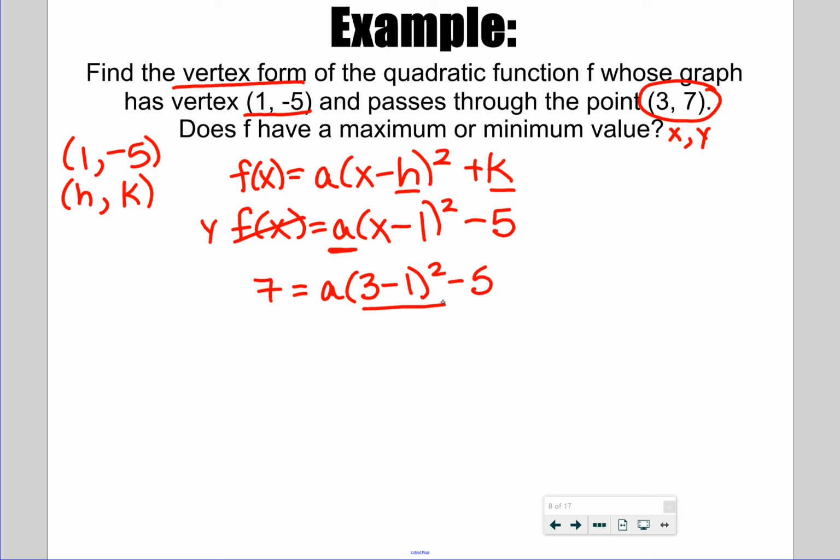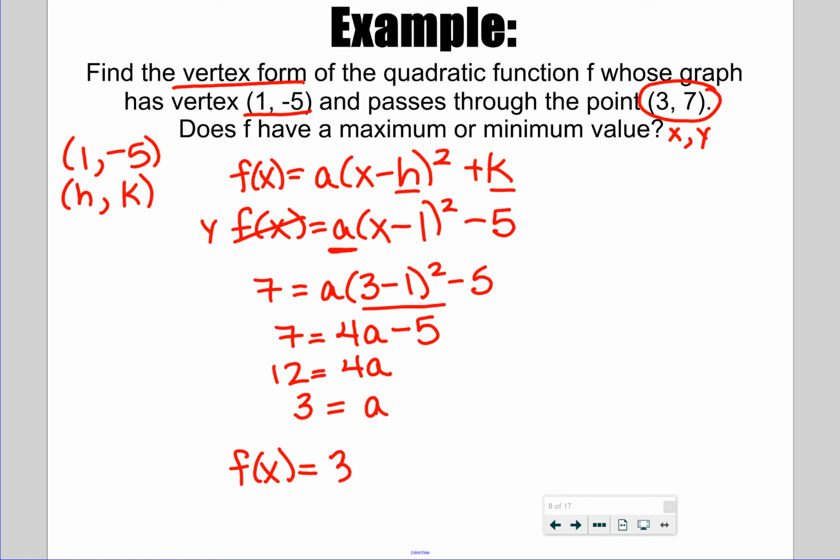3 minus 1 squared, order of operations tells me that parentheses and the power. 3 minus 1 is 2. Squared gives me 4. A minus 5. From there, I'm going to add 5 to both sides, so that's going to give me 12 equals 4a. And then I'm going to divide by 4 on both sides, which gives me a is 3. So my final answer here will be f of x equals, fill in my a, 3, x minus, fill in my h, 1, fill in my k, minus 5.